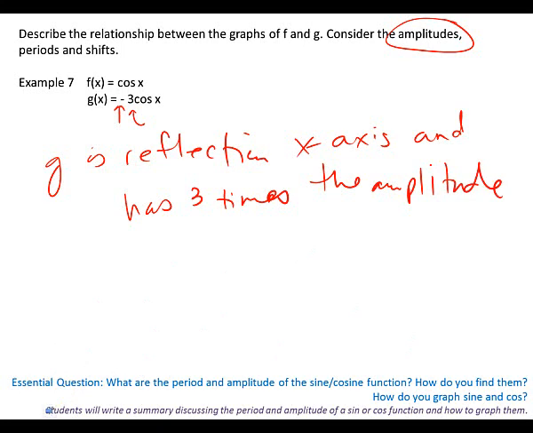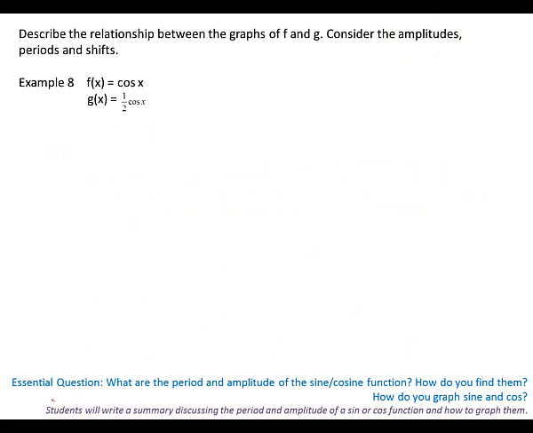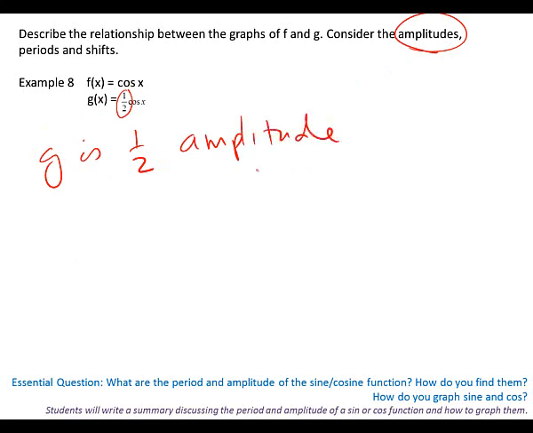All right, we good with 7? Okay. Let's look at 8. So we're going to describe the relationship between the graphs again. What's the big change in this one? The 1/2. And what's the 1/2 describing? It's the amplitude. So all we have to do is say that G is 1/2 the amplitude, or 1/2 times the amplitude.